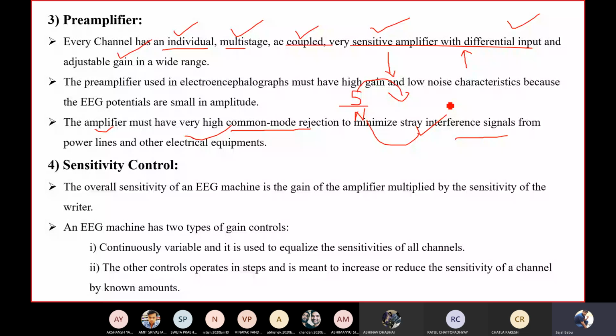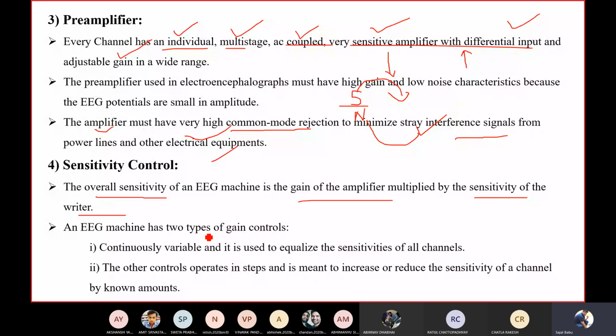Okay, so for the EEG machine, as we are discussing the EEG machine, the overall sensitivity of the EEG machine is the gain of the amplifier multiplied by the sensitivity of the writer. Here I am discussing the analog amplifier. The sensitivity term will come only if you are using an analog type EEG machine. That means you are not getting the display on the screen, and there will be a pen which is going to plot the curve.